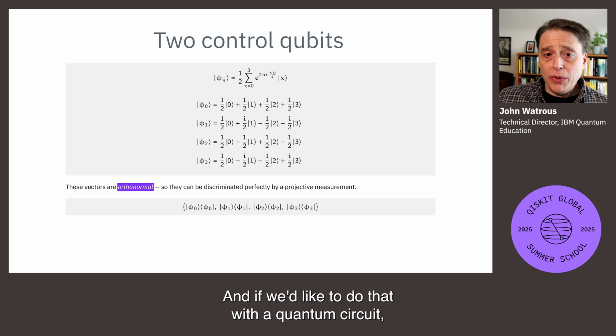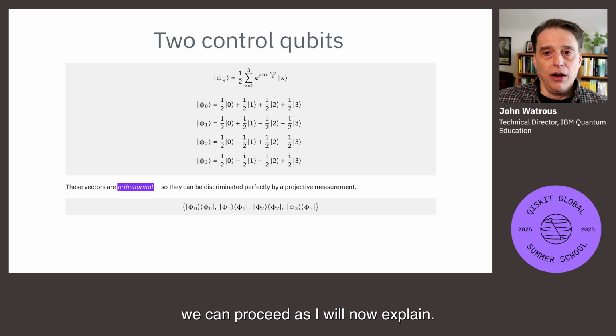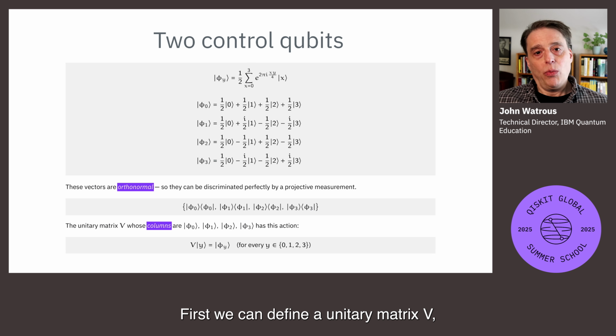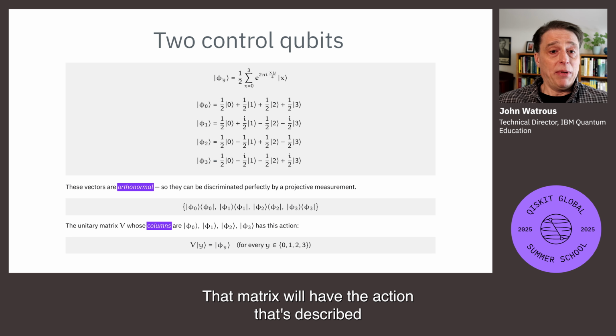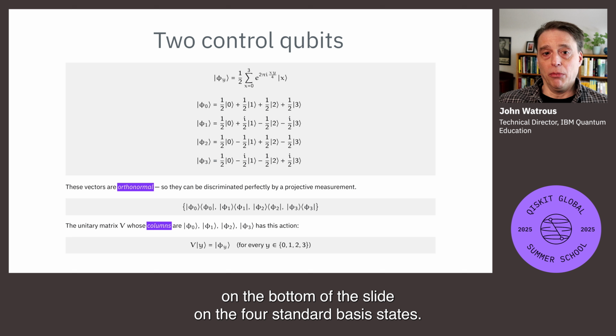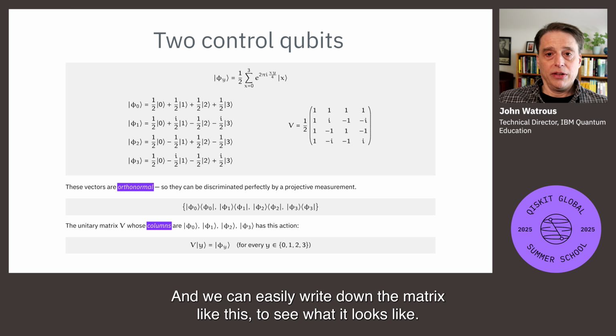And if we'd like to do that with a quantum circuit, we can proceed as I will now explain. First, we can define a unitary matrix V whose columns are the 4 vectors listed in order. That matrix will have the action that's described on the bottom of the slide on the 4 standard basis states, and we can easily write down the matrix like this to see what it looks like.